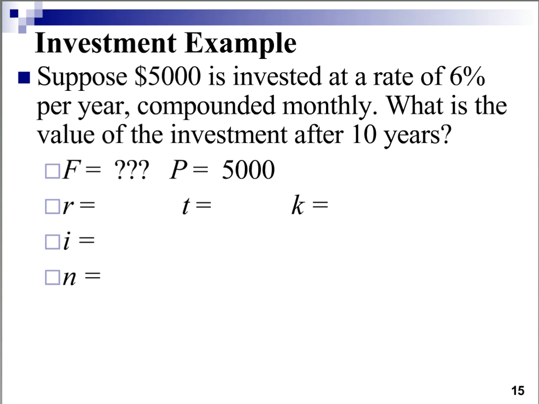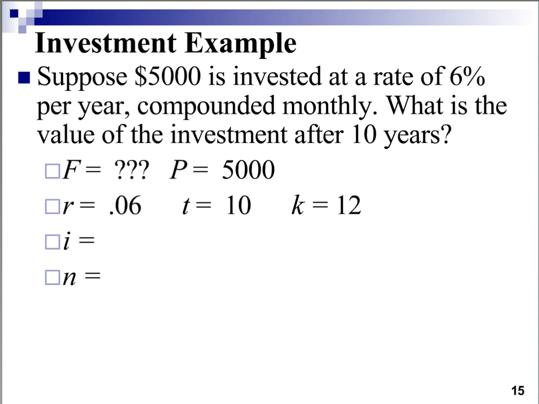Little r is the annual rate expressed as a decimal. So we convert the 6% to 0.06, and there's our little r. Next up is t. That's always measured in years. So in this case, since we're looking at the future value in 10 years, we let t be equal to 10.